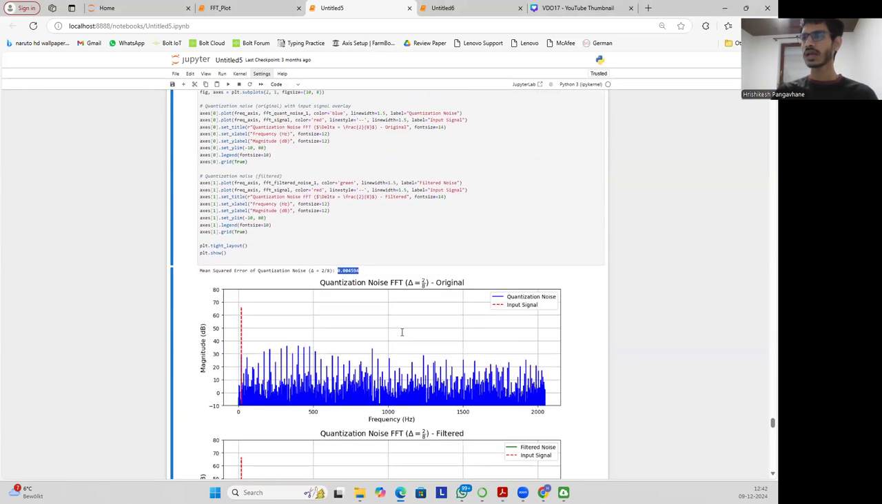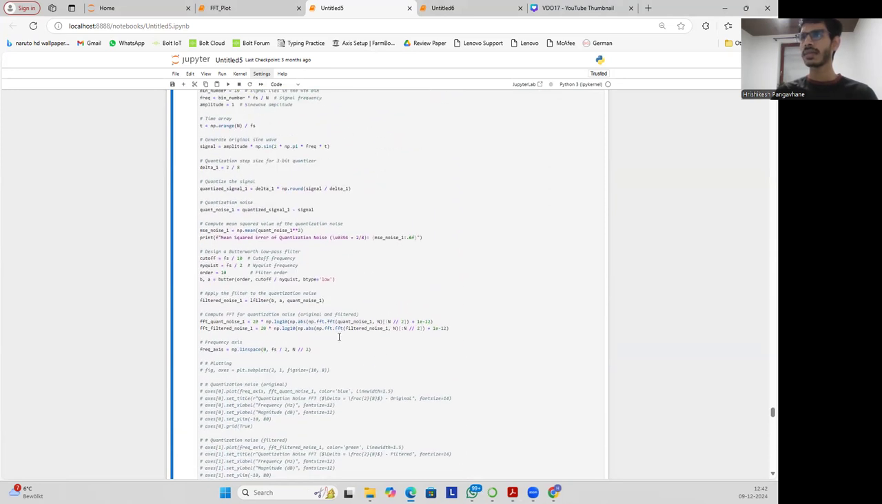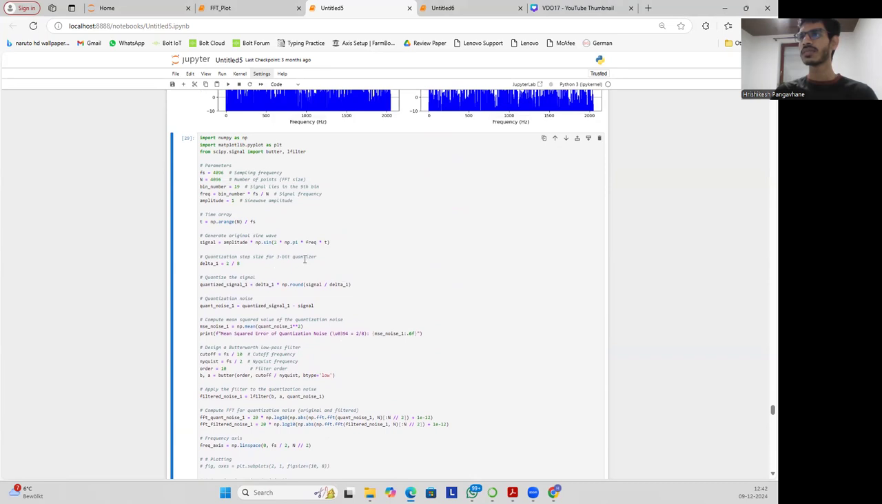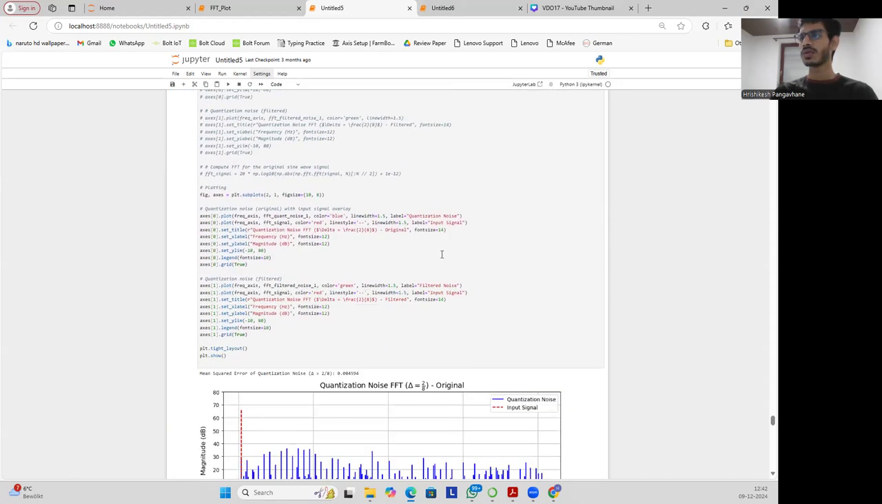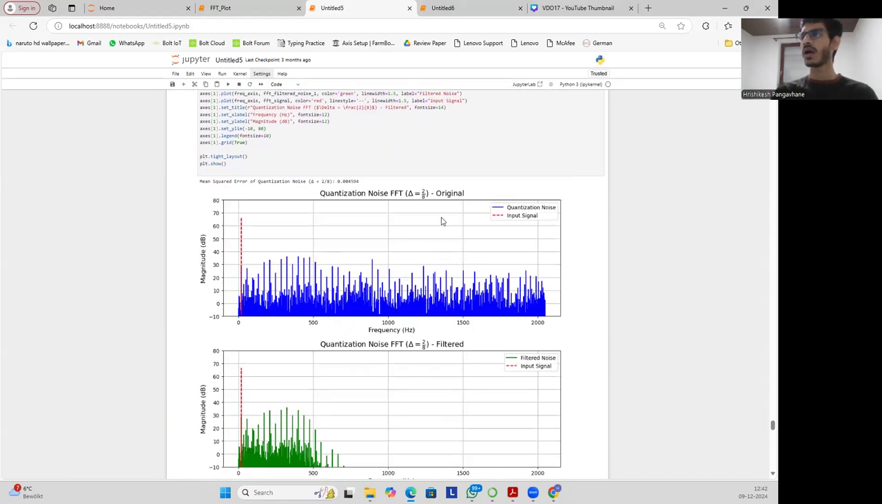So over here, let's say we have a filter, and I changed some values, but let's stick to the original values for the order of our Butterworth filter. Let's say the order of the Butterworth filter is 6. Perfect. So now we have a 3-bit quantizer. We have this widely spread noise. We also talked about the peak of the noise.